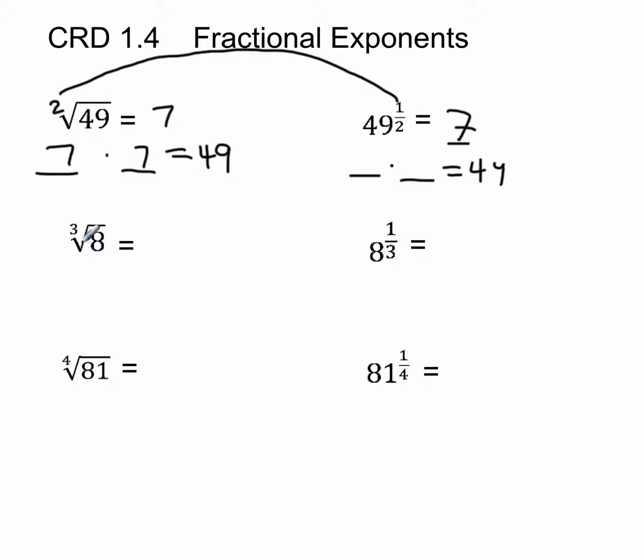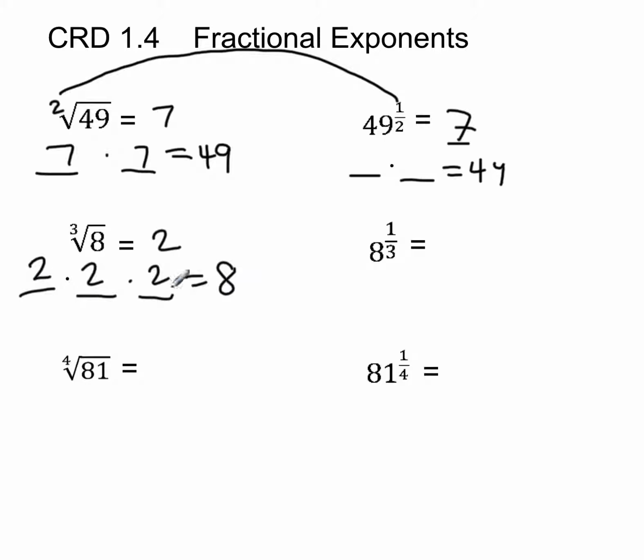This is called the cube root, and what this is looking for is what number times itself 3 times equals 8. The only way you know how to do this is by guess and check. You could put 1 in here, 1 times 1 times 1 equals 1, so it's not going to be that. But if I put 2 in here, I get 2 times 2 is 4, times 2 is 8. So the cube root of 8 is equal to 2, because 2 times 2 times 2 is 8.